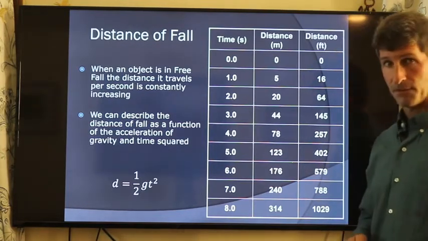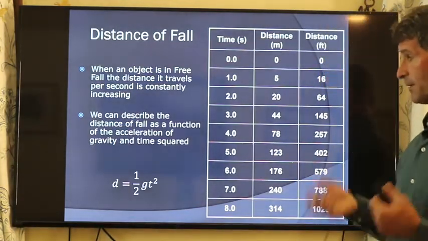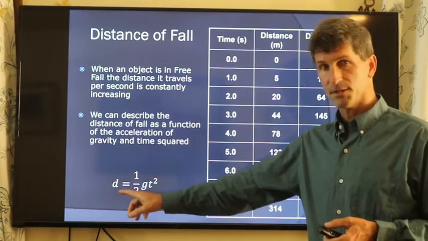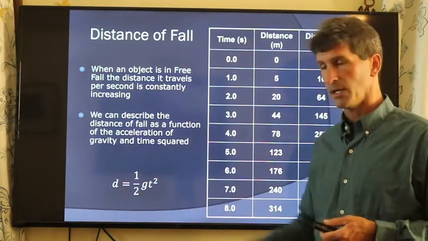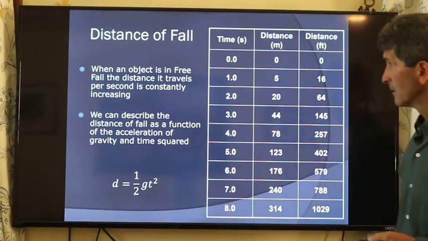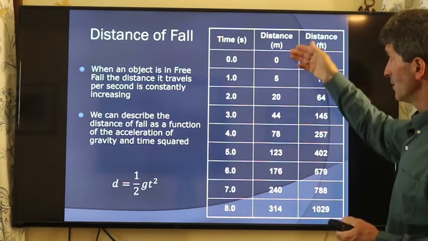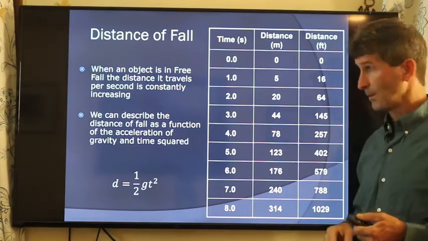What about distance of fall? Well, there is an equation for distance of fall as a function of gravity and time. The distance that you travel is equal to 1/2 g, 9.8 meters per second squared, times time squared. So again, you fall pretty quickly in a short amount of time. You also travel quite a distance in a short amount of time.